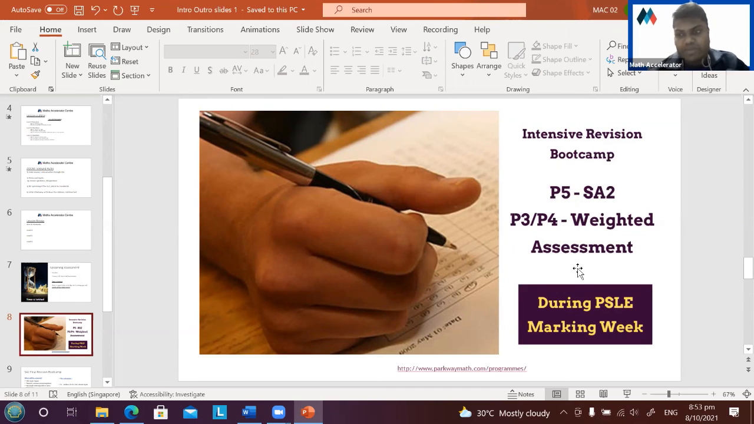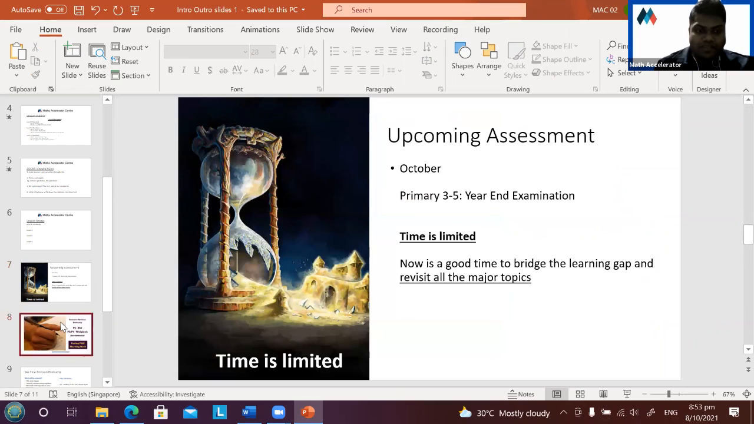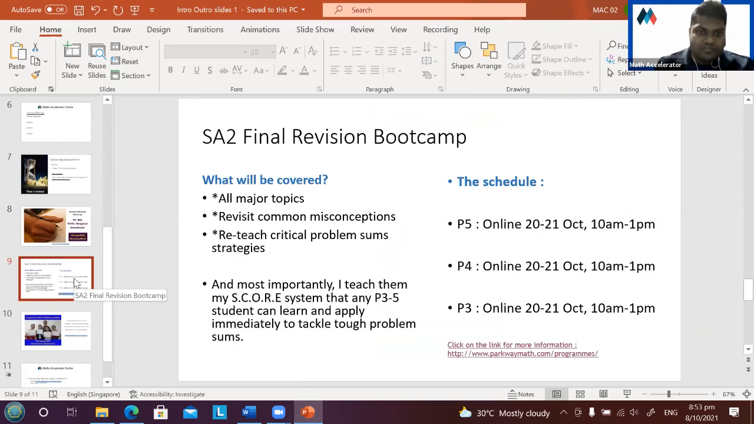All right, so every year, we open up for you students during these 4 PSLE marking days to improve your learning and to bridge your learning gap, okay? So this is what we're going to cover during this boot camp. Okay, so take note. What we're going to do is cover all the major topics that you have learned from term 1 to term 4. Next, we'll revisit all your common misconceptions and reteach all the problem sum strategies, okay? And most importantly, you'll use the score method to help you improve your grades over a short period of time.